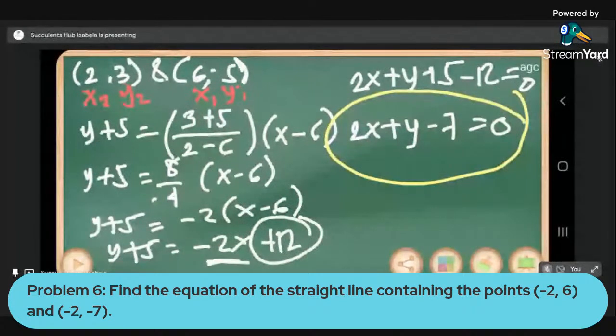Okay, let's have problem number 6. So, it's pretty much similar. 2 points. A line contains 2 points, negative 2, 6 and negative 2, 7. Okay, so please try to work on the answer. Find the equation of the line containing the points negative 2, 6 and negative 2, negative 7. Okay, use the 2-point form. Dalawang points kasi yung given dito.